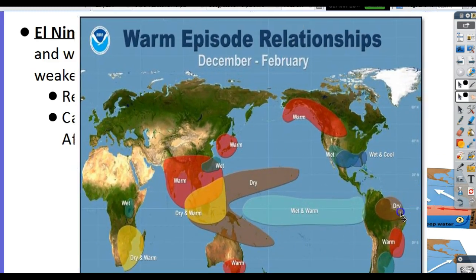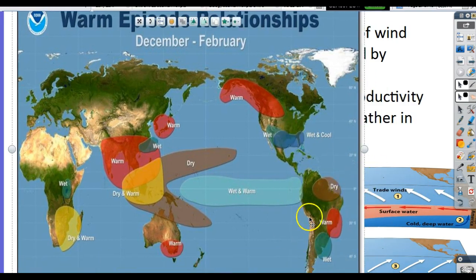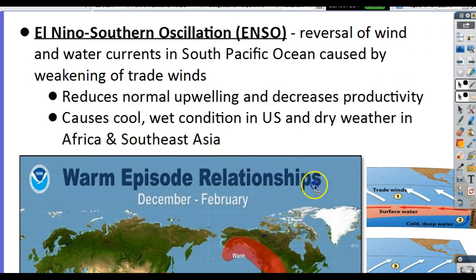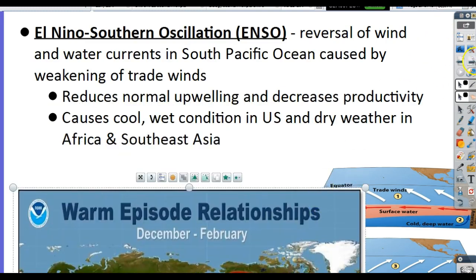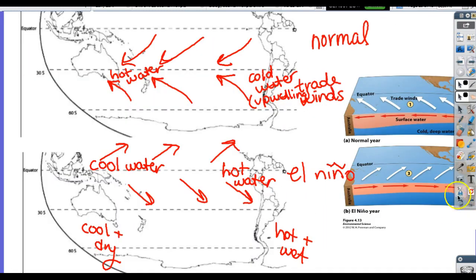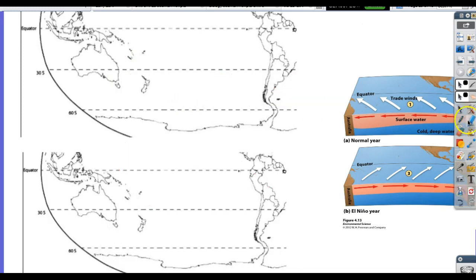Okay, so if we look at this diagram, this is during El Nino, right? We see it's wet and warm over in South America, and then it's dry over here, okay? So for the diagram that's in your notes, here's what we're going to draw. It's a diagram in your notes. So this is for El Nino year.